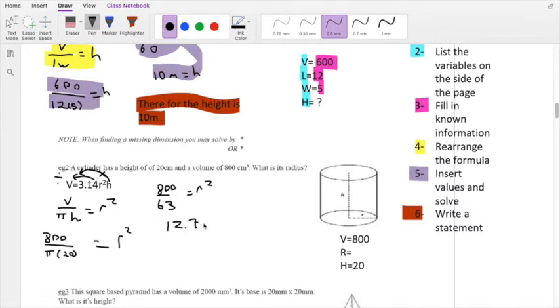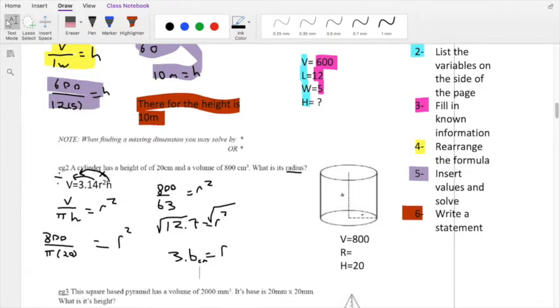12.7 equals r squared. But it asks us for radius, not radius squared. So how do you get rid of a square? You take the square root. That's how you get rid of a square. You take the square root of it. So the square root of 12.7 equals 3.6. And that is in centimeters.